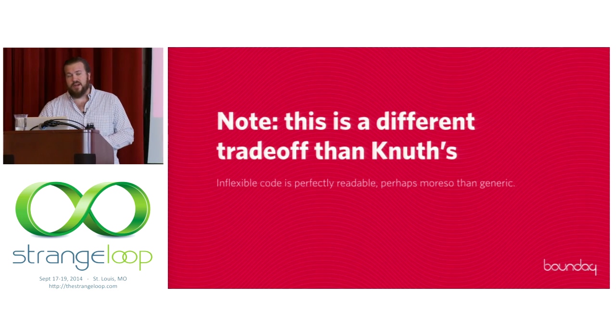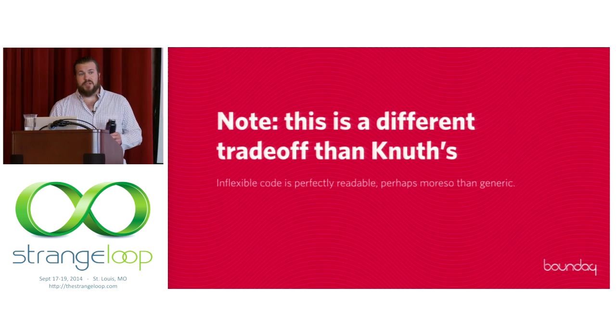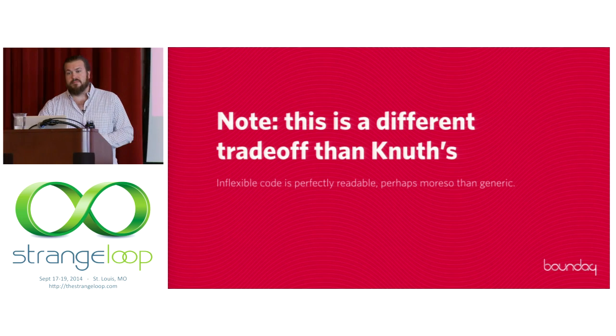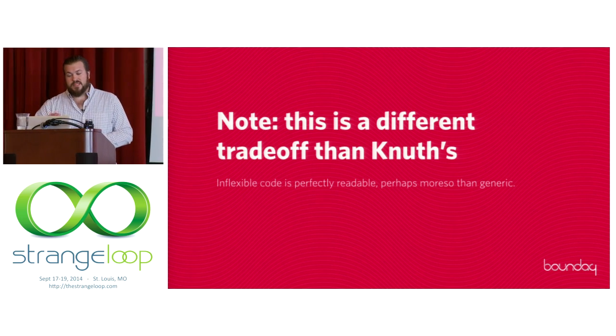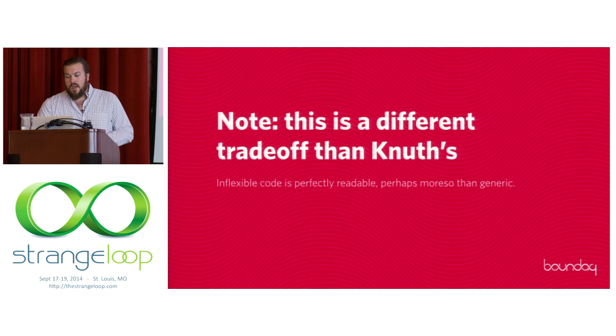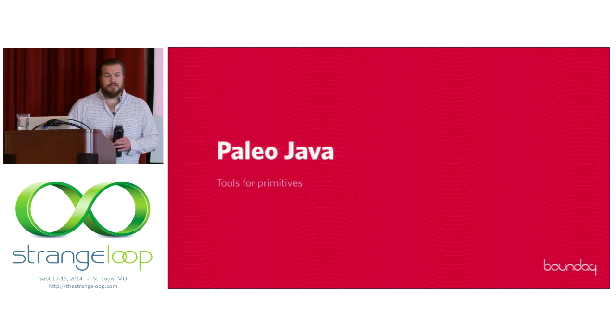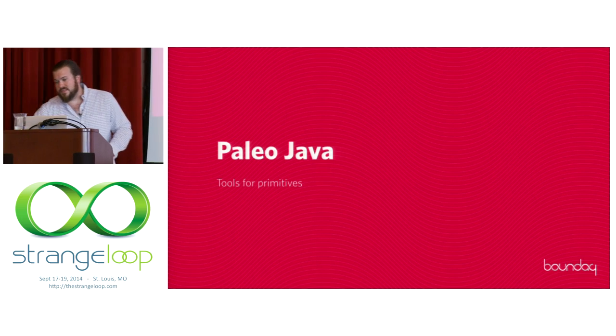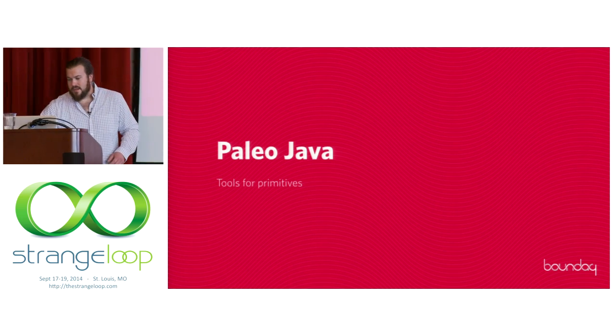It's actually a very different trade-off than what Knuth was talking about, because the inflexible code is actually perfectly readable, you're just going to have more of it, right? The problem isn't that it's not readable. The problem is that it's too specific. So you have to actually make changes, and to move fast, you end up having to do a lot more work. But the nice thing is that there are tools to fix this. I found a lot of things that can help with this, and we're going to go through them real quick.